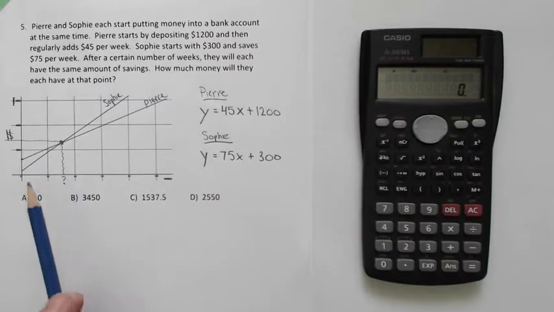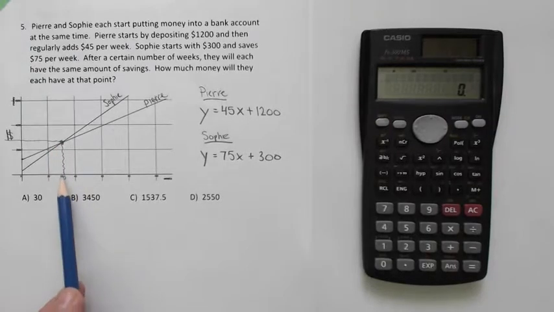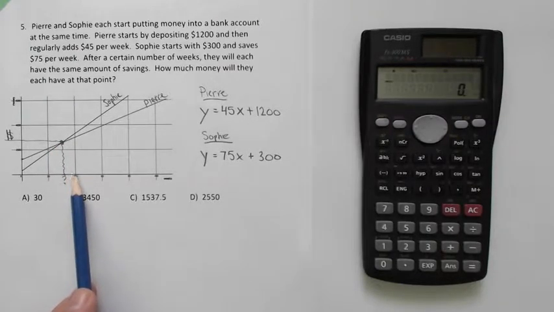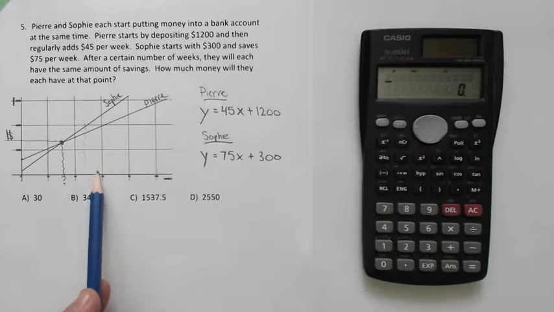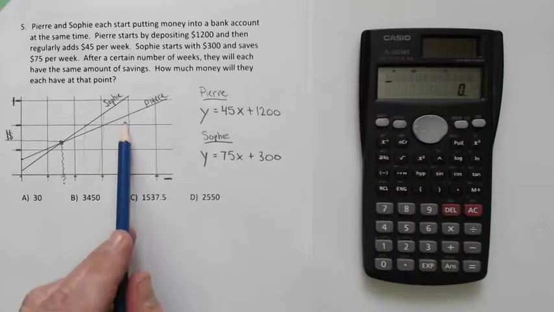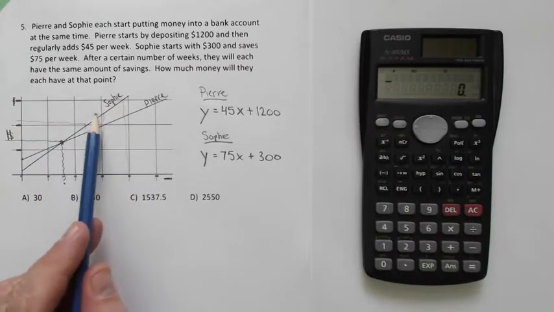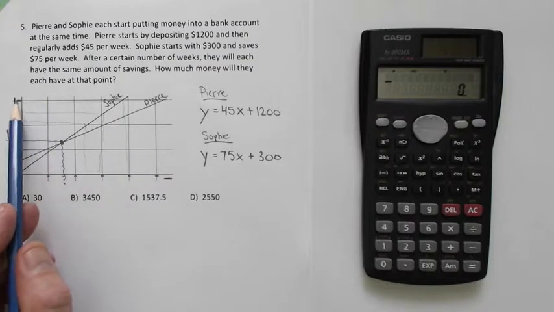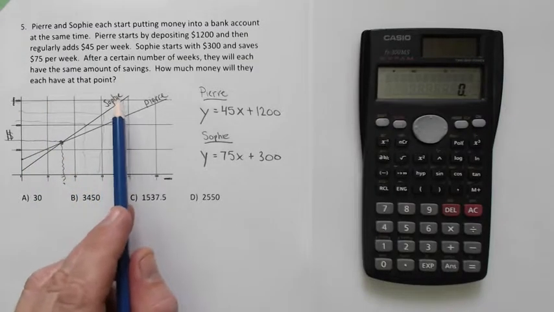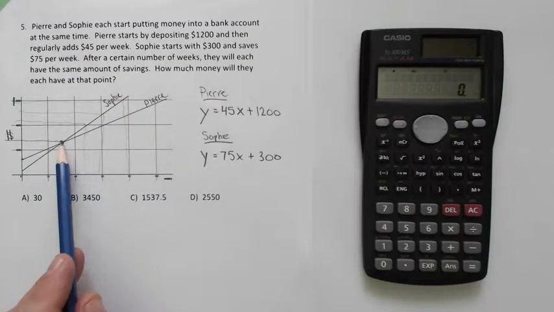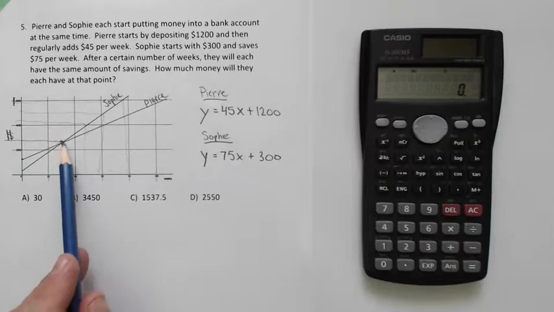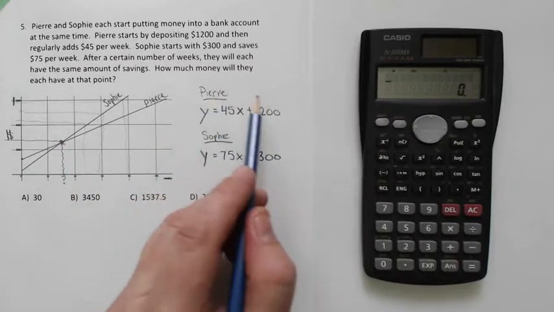And you'll notice too, it's kind of cool, after this week, this is the point where Sophie starts to pass Pierre, right? If you look at the amount of their money over here on the Y-axis, as the X's are getting bigger, Sophie's now higher than Pierre, starting right there. But that's where they break even. That's where they're the same. So we're going to find it by solving the system.